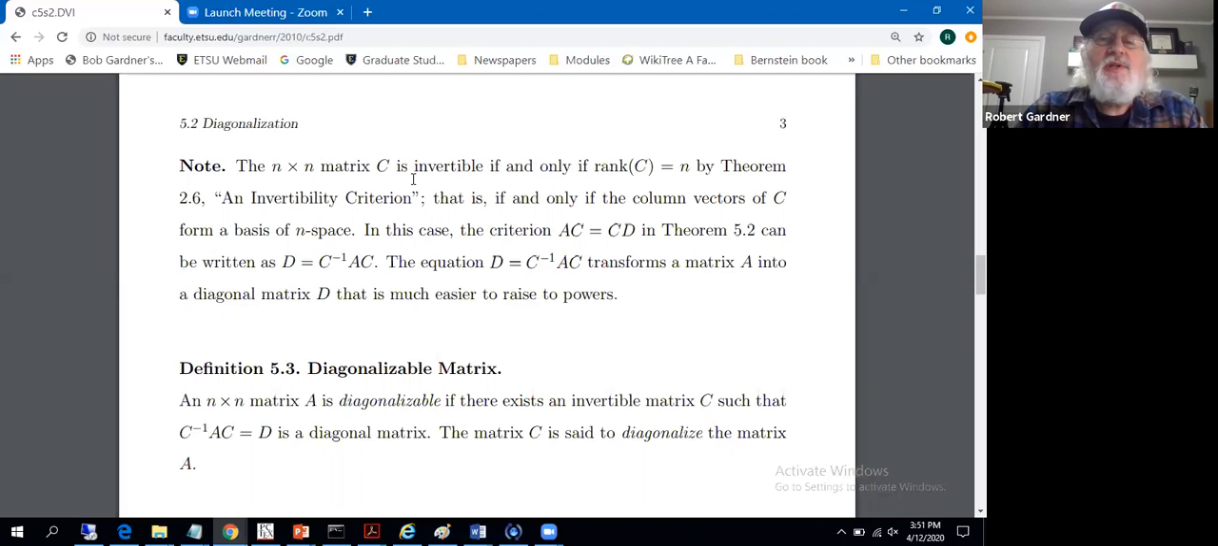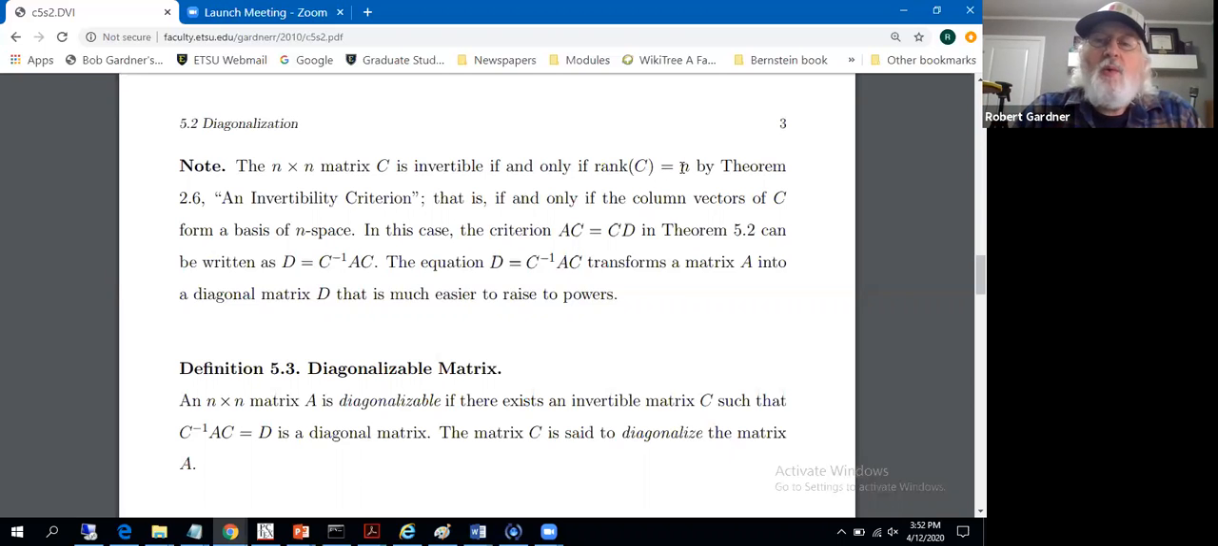The n by n matrix C is invertible if and only if, I guess Theorem 2.6 said this, if and only if the rank of C equals n. Good for Theorem 2.6. Does it make any sense? See, the rank is the number of pivots we'd have if we took that matrix C and put it in reduced row echelon form, or row echelon form. How would you find the inverse of matrix C? You'd augment it with the identity matrix and try to turn C into an identity matrix. And what happened on the other side of the augmentation would produce C inverse.